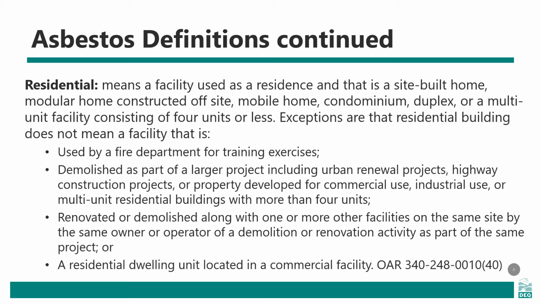If one or more facilities at the same site by the same owner or operator are to be renovated or demolished, if there is a residence involved, it would be considered a commercial facility. As an example, if a church and the rectory on the same site are under the same operator, this could be the contractor, are to be demolished, then the rectory or the residence portion would be considered a commercial facility. Lastly, if there is a residence in a commercial facility, the residence is considered commercial. As an example, a multi-story building has commercial businesses on the first floor and residential units on the second and third floors. These residential units are considered a commercial facility.